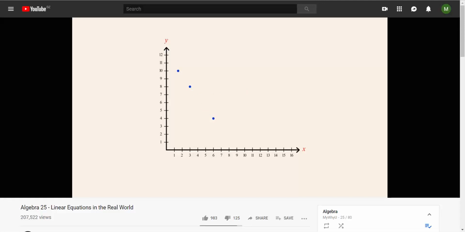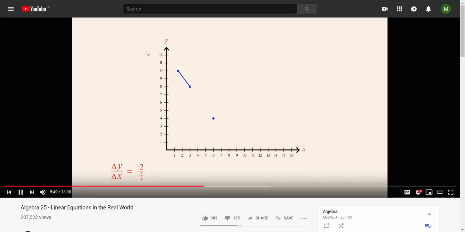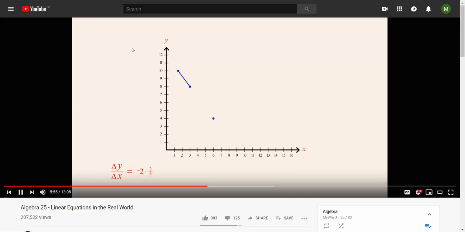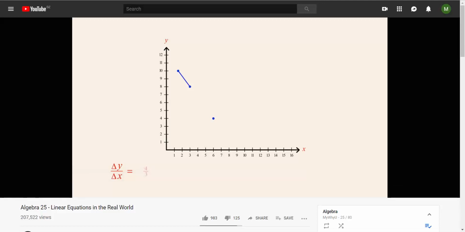Now let's calculate the slope of the other line segment. Once again, we take the difference in the y-coordinates, delta y, and the difference in the x-coordinates, delta x. Dividing delta y by delta x, we get -2 over 3/2. We can simplify this complex fraction by dividing -2 by 3/2. This is the same as multiplying -2 times the reciprocal of 3/2, or 2/3. -2 times 2/3 is -4/3. So the slope of this line segment is also -4/3.